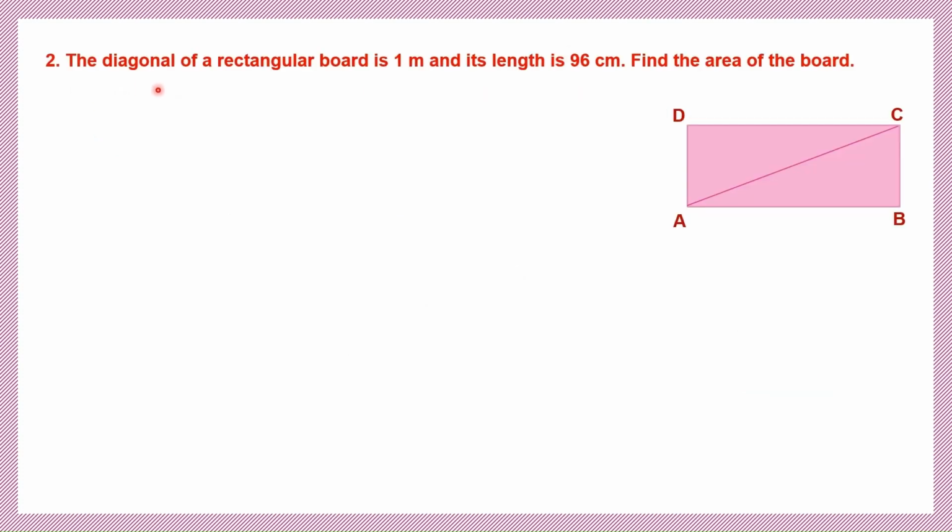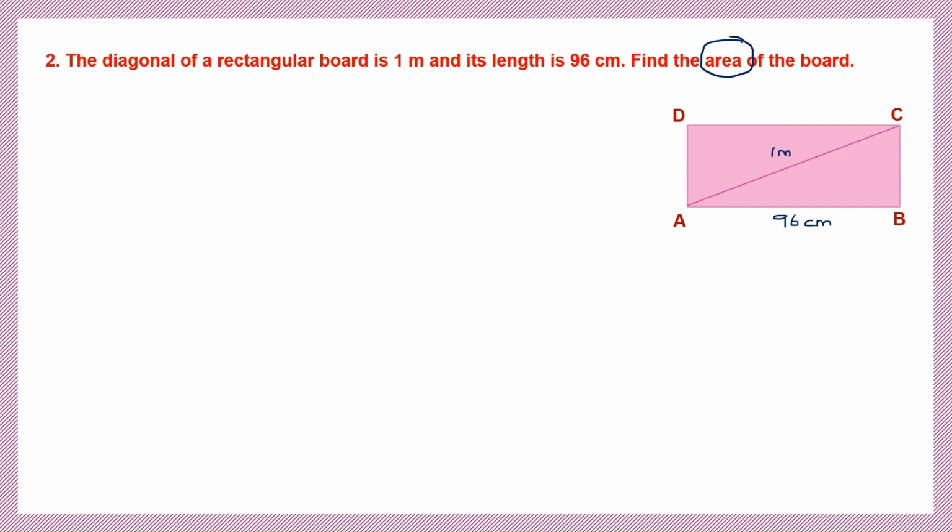Question 2. The diagonal of a rectangular board is 1 meter and its length is 96 centimeters. Find the area of the board. Okay, so we have here a rectangular board and this is the diagonal. The measurement of the diagonal is given to us. It's given as 1 meter and we also have the length 96 centimeters. Now what are we asked to find? We are asked to find the area of the board.